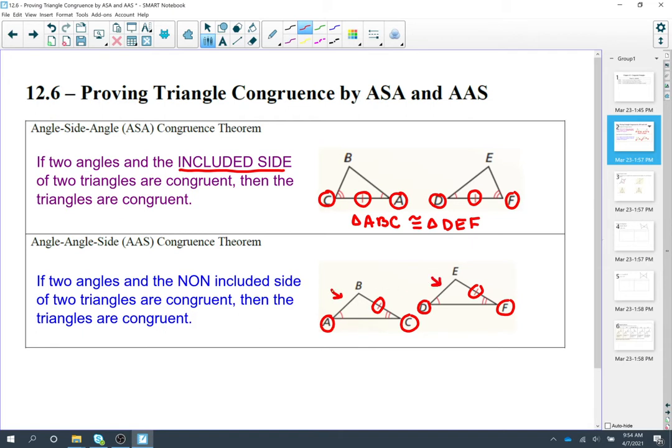But it cannot be AC or DF. It has to be the outside one. So angle, angle, side. Then we can say that triangle ABC is congruent to triangle DEF.